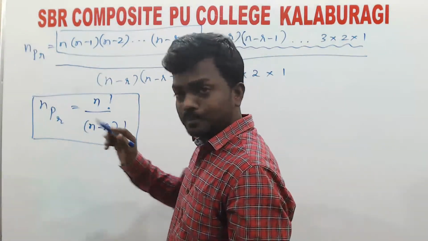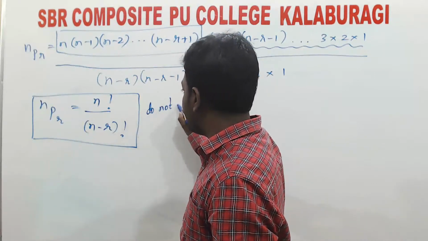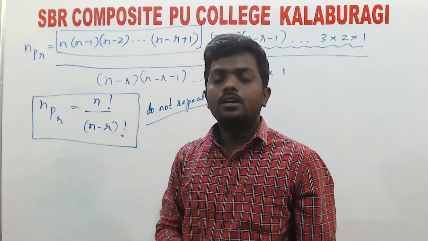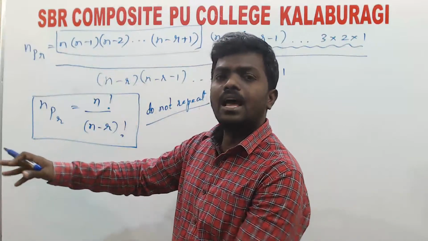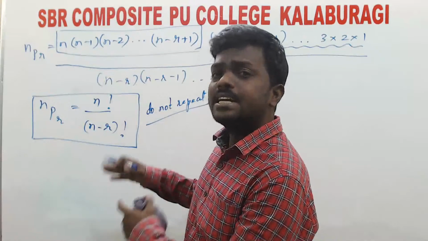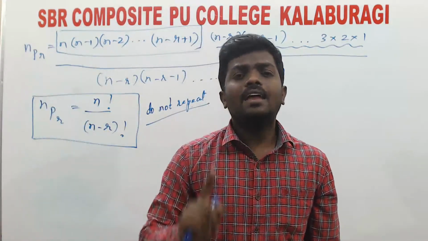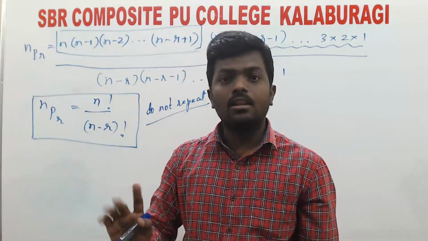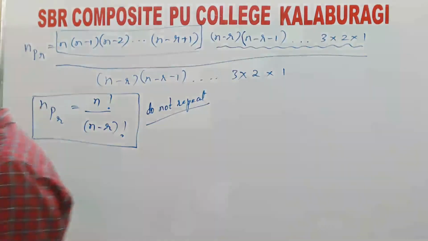I hope you have not forgotten what I told you: do not repeat. We shall see what the formula will be if repetition occurs. If repetition does not occur, the formula is nPr equal to n factorial by n minus r factorial. I hope you have understood this.